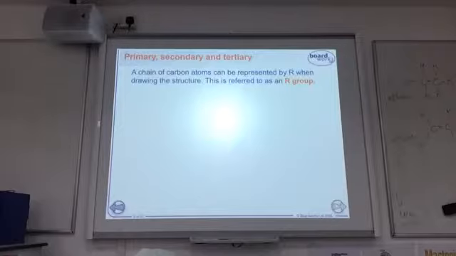So, we have touched on this quite a bit now, and you should understand this, I hope. We've done a bit of primary, secondary, and tertiary, so that really does apply to halogenoalkanes. What we've not done, and we've only maybe touched on briefly, is that a chain of carbon atoms can be represented by R when we draw the structure. And quite often you even see it referred to as this in exams, as an R group. An R group can basically be any kind of little chain. Yeah?